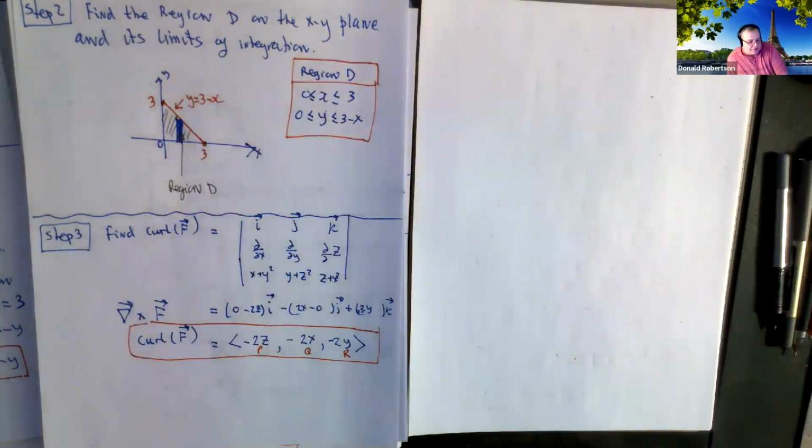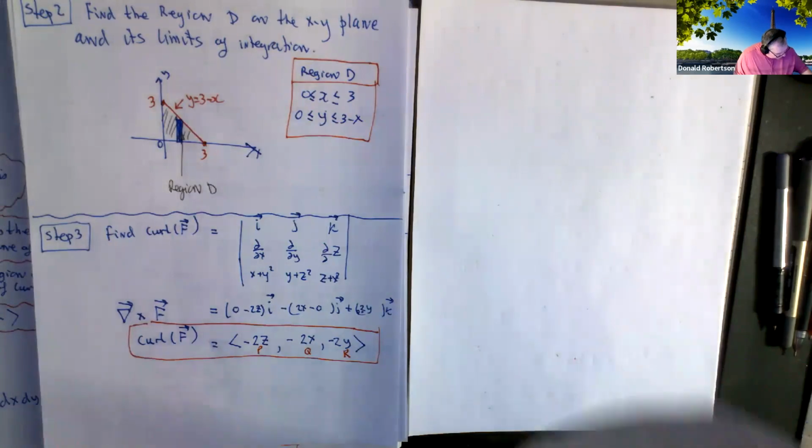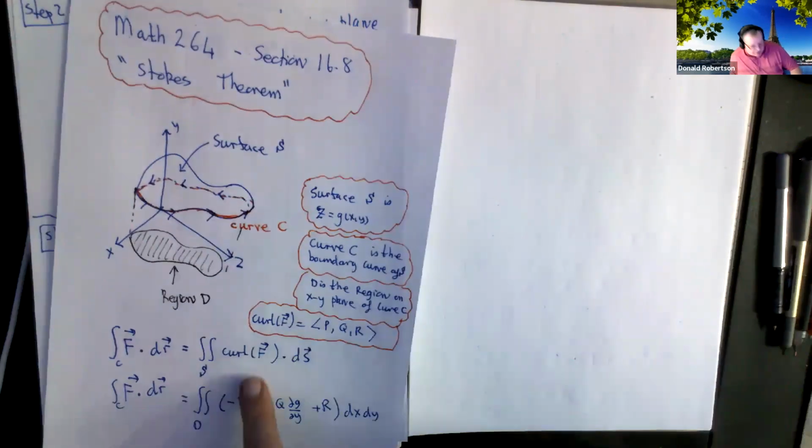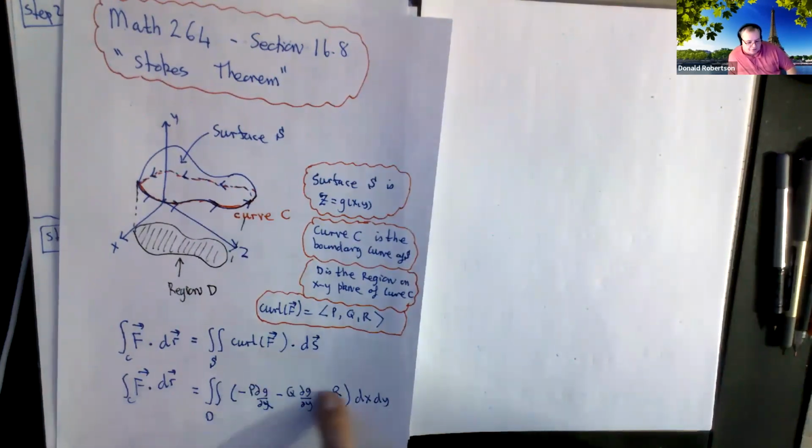The third piece of the puzzle is you now need to find the curl of F. And the reason you need to find the curl of F is because you need this, which eventually is going to help you get this.